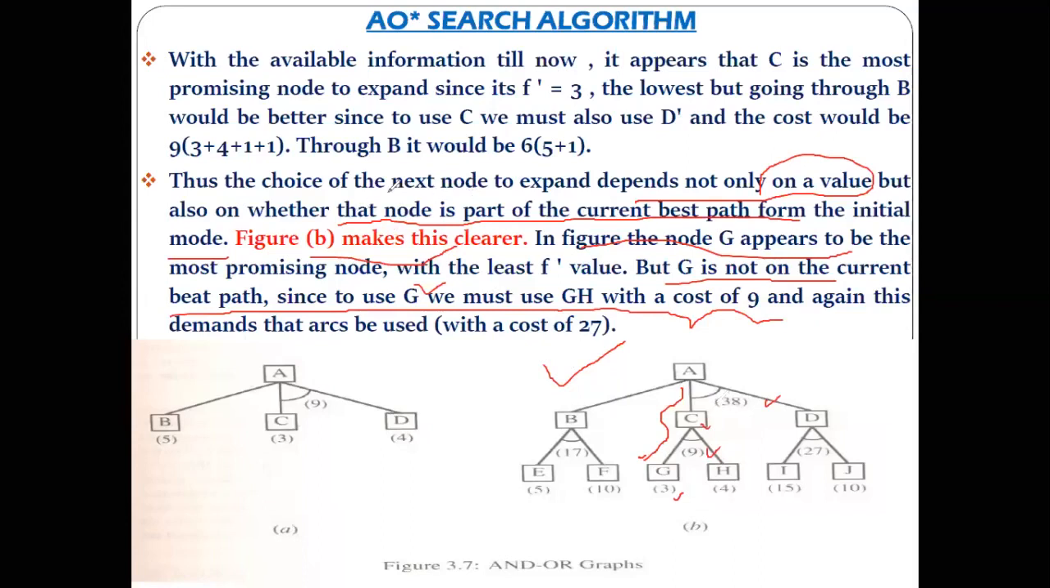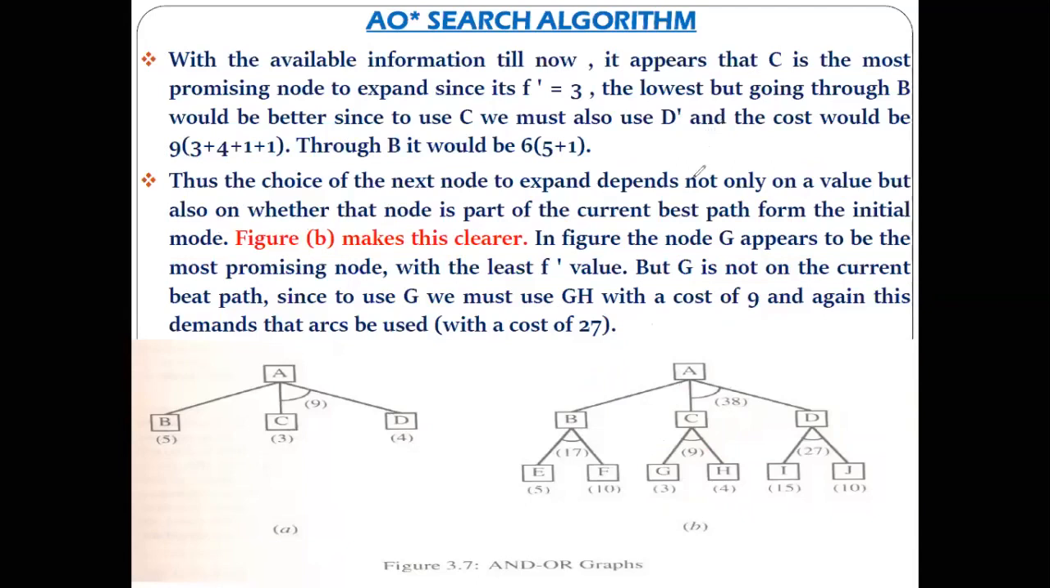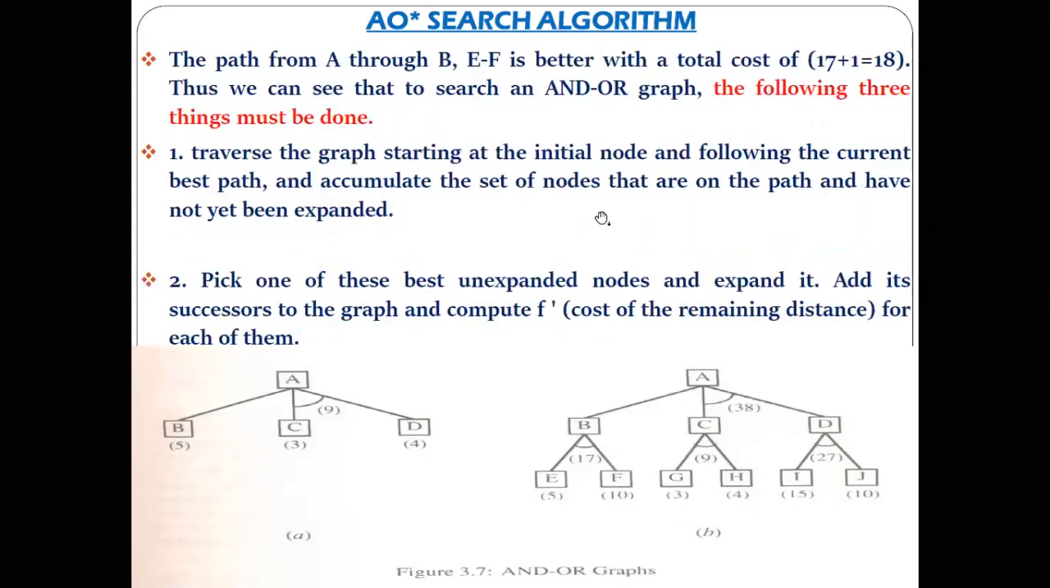That is the meaning of the statement I have made here. The choice of the next node to be expanded depends not only on the value of that node, but also on whether that node is part of the current best path from the initial node. No doubt G has the less cost, but G is not on the current best path according to our property of the AND-OR graph. So that is the point where we have compared how A star cannot search the AND-OR graph efficiently. To solve such a problem, represented using the AND-OR graph, we cannot use A star, but we have to utilize the AO star algorithm.